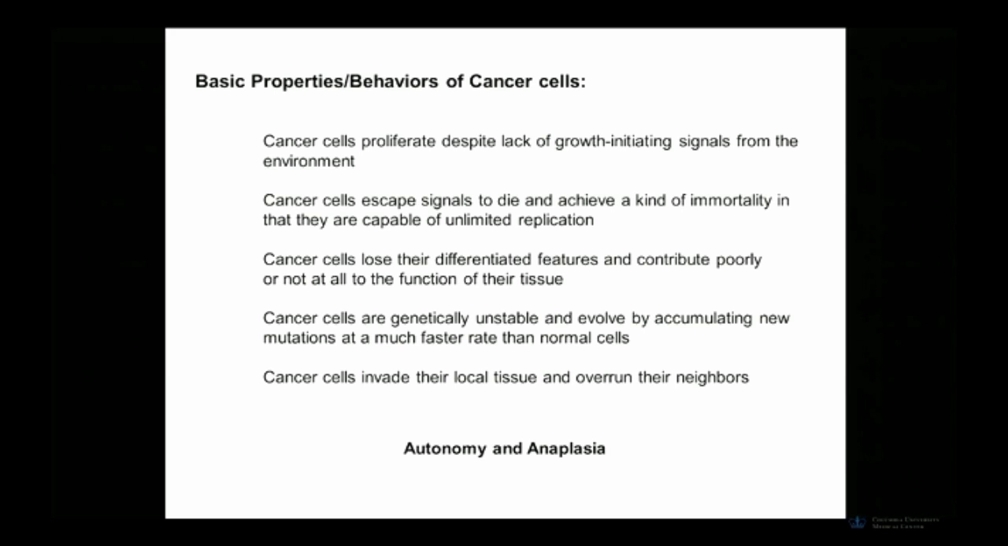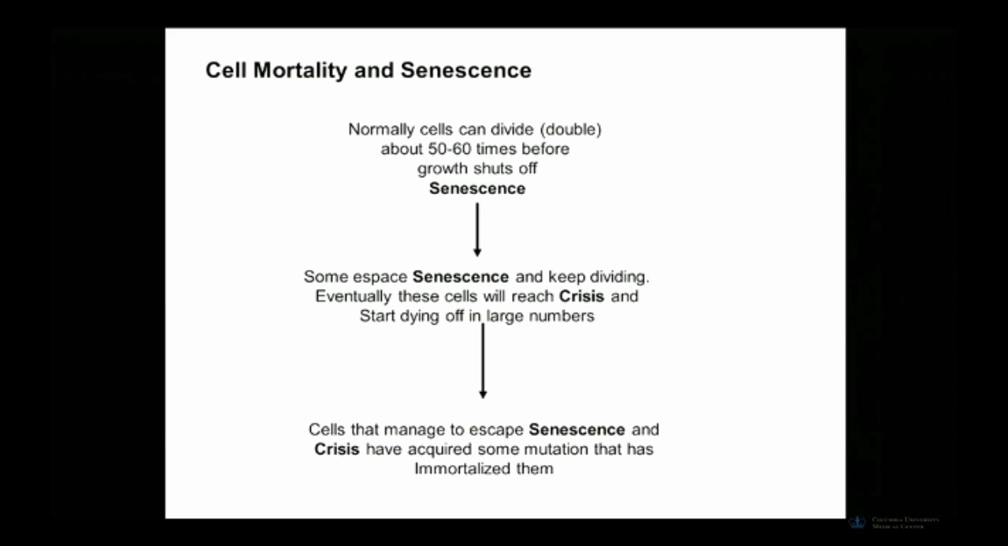So let's talk a little bit more about this idea of cell mortality. Cell mortality really refers to the idea that any individual cell can only divide itself so many times. It can only make so many identical copies of itself. And usually that number is about 50 or 60. Once the cell makes about 50 or 60 copies, that particular unique cell stops making copies of itself. And that limit in the number of times a cell can make an identical copy is called senescence.